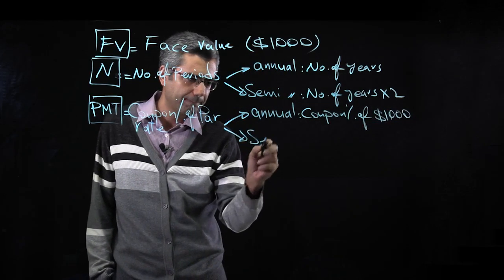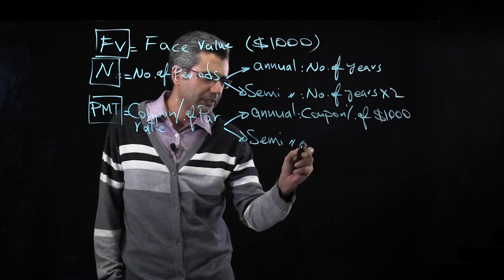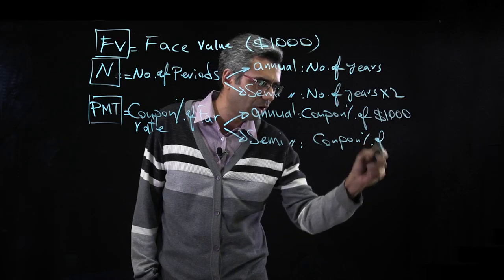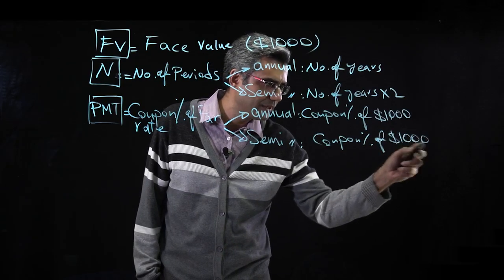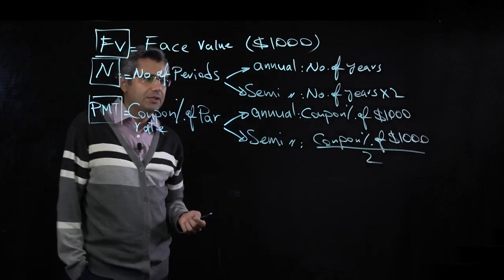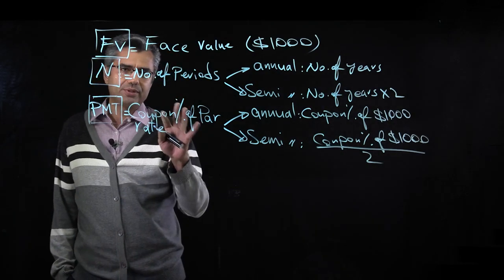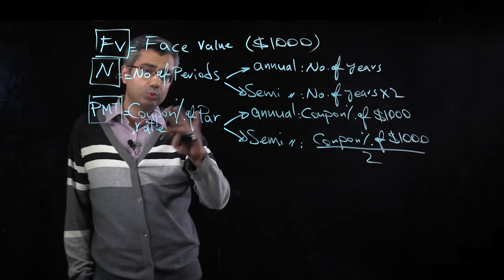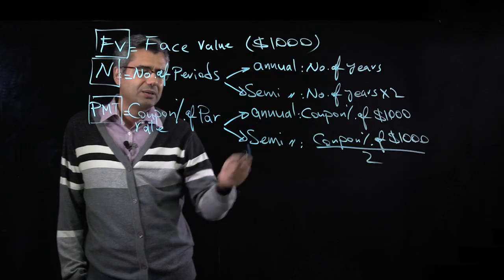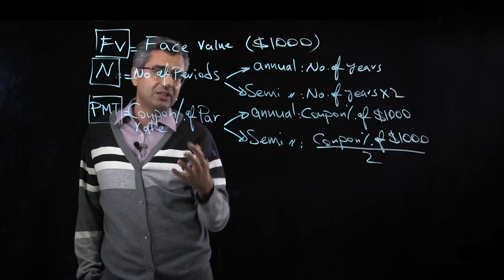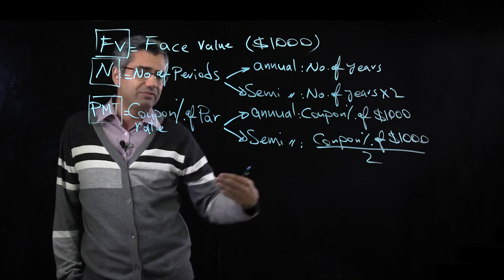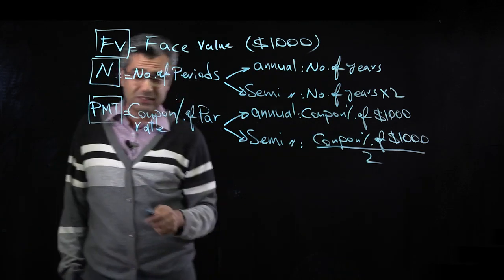If it's semi-annual, it's the coupon percent of $1,000 divided by 2. Because, for example, if it's a 5% bond, the coupon rate is 5%, which means 5% of $1,000, $50 in a year. But if it's semi-annual, then every 6 months it's $25. So you need to divide it by 2 if it's semi-annual.